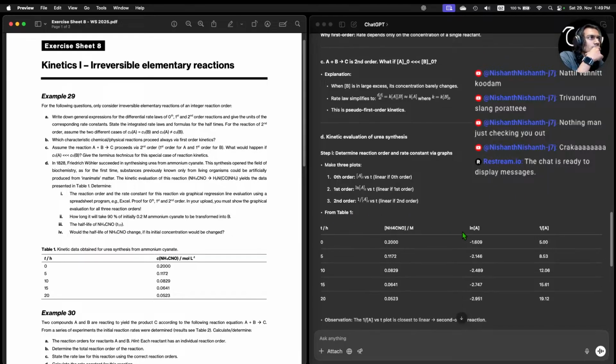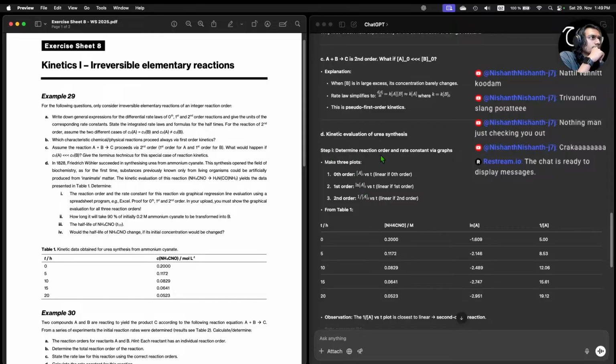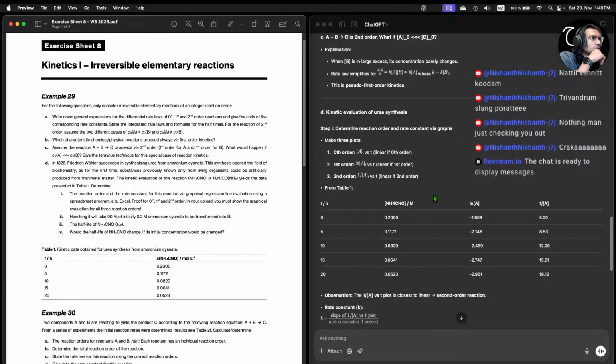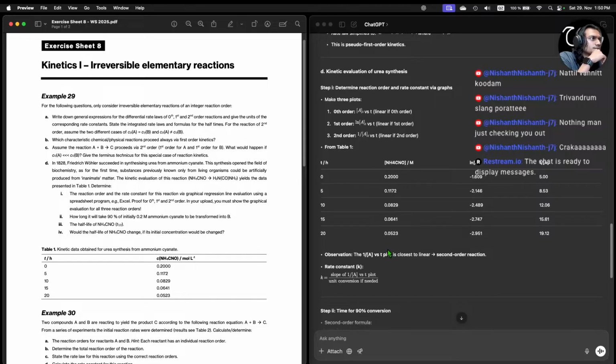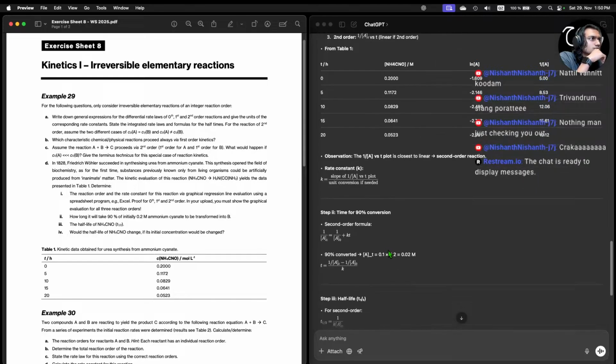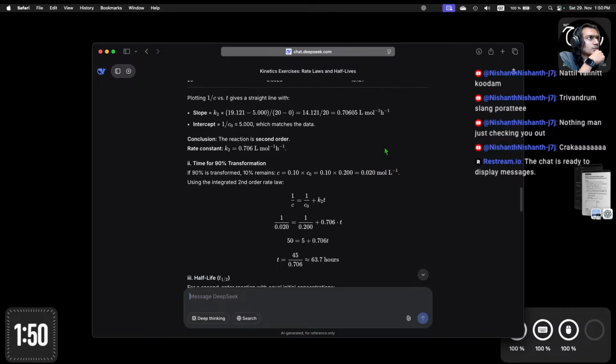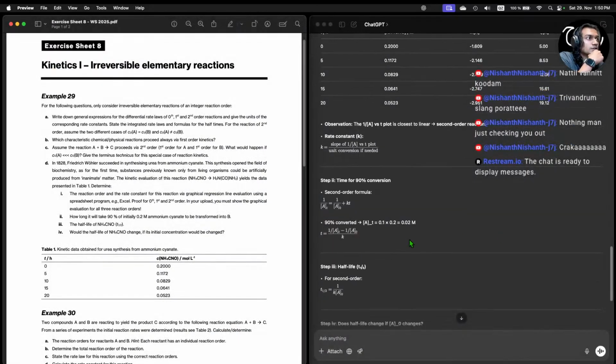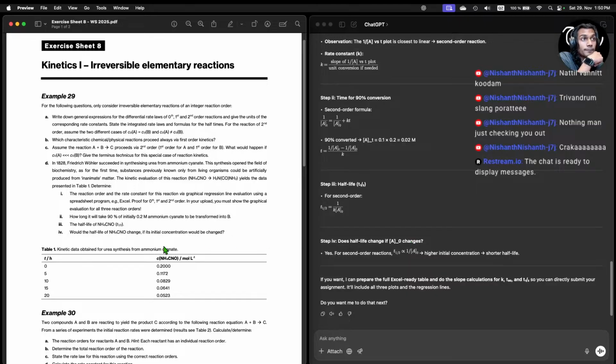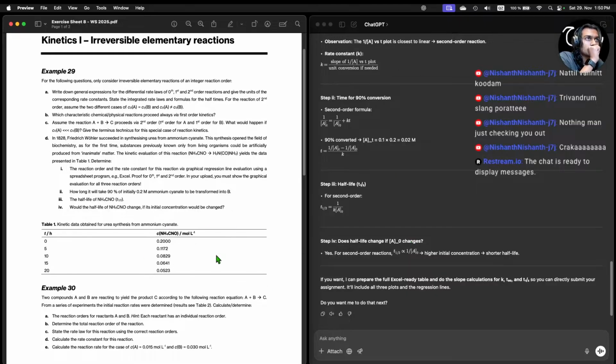Okay, determine the reaction order and rate constant through graphs. Make 3 plots. Observation. Do we get 0.2 moles? Yeah, we also got 0.2 moles. 63.7 hours. Do we get 63.7 hours? Nope. You did not do it. Okay. I respect that.